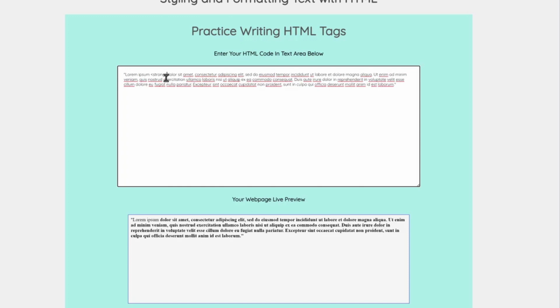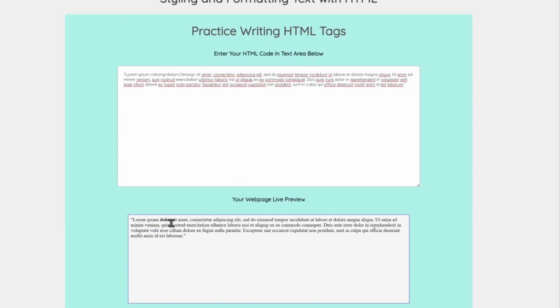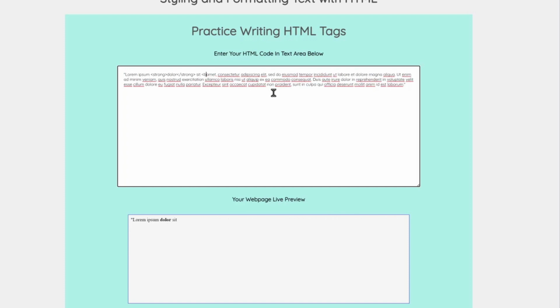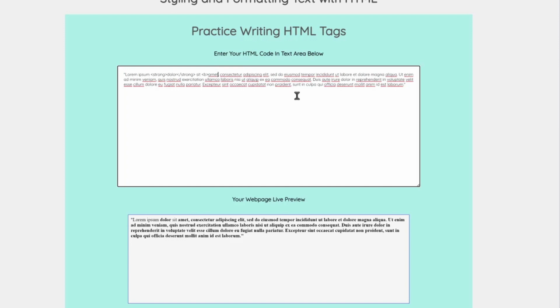Strong. And then let's close it around this tag. As you can see, the word that the strong tag is around is bolded. Let's also do a B tag over here. As you can see, it's also bolded.